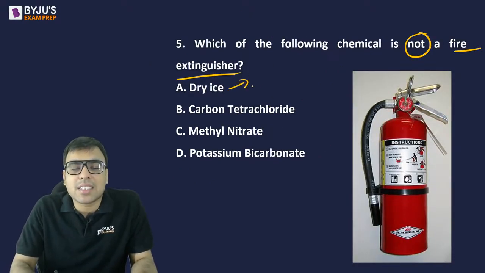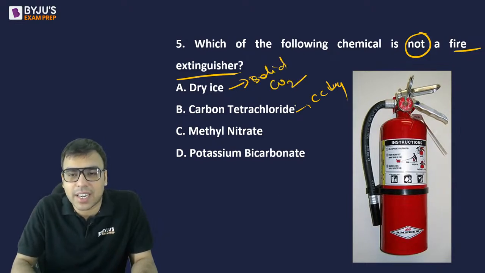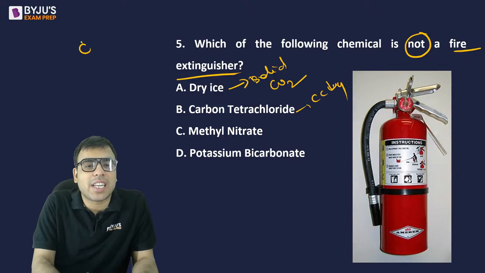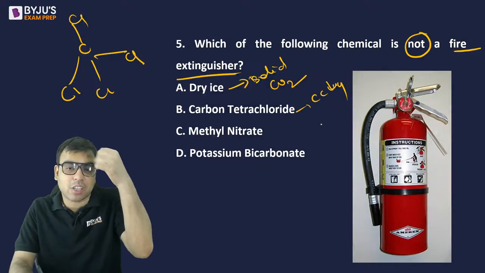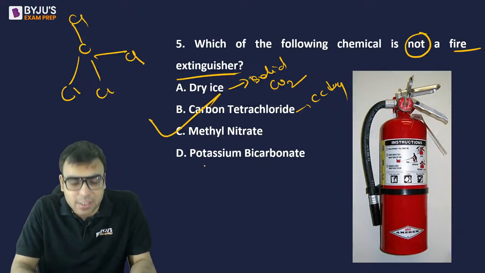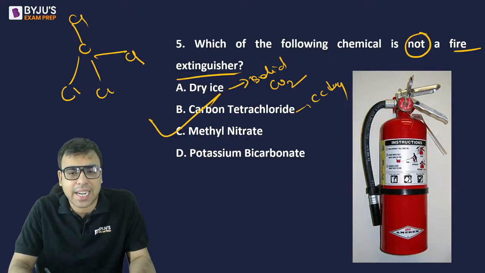So dry ice, carbon tetrachloride is CCl4, है ना? Dry ice is solid carbon dioxide, है ना? Solid carbon dioxide is dry ice. Carbon tetrachloride को ऐसे लिख सकते हैं CCl4, right है ना? Potassium bicarbonate is also there. Actually, the right answer is methyl nitrate. So C is the right answer to this question. You will not find it in a fire extinguisher mostly. Yeah. So C is the right answer. Okay.